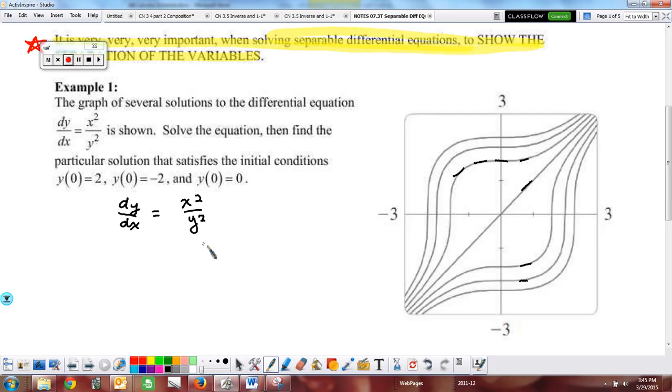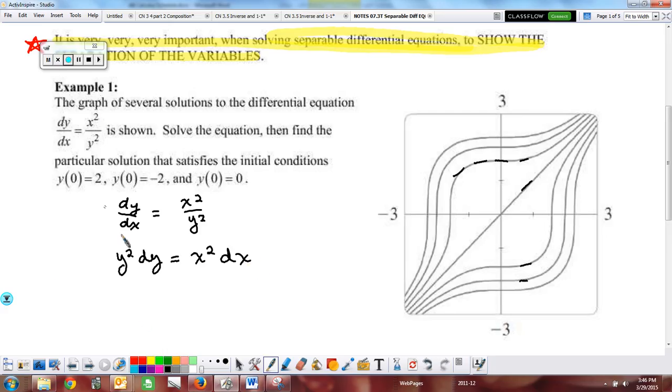When it is addition or subtraction, it's going to be difficult. You would have to factor to turn it into multiplication or division, or do some manipulation in some way to help you separate. But what we mean by separate is, I'm simply going to multiply both sides by y squared and move the y squared over with the dy, and then I'm going to multiply both sides by dx, and move the dx over with the x squared, so that you can see that on one side, everything on the left side is in terms of y, everything on the right side is in terms of x.